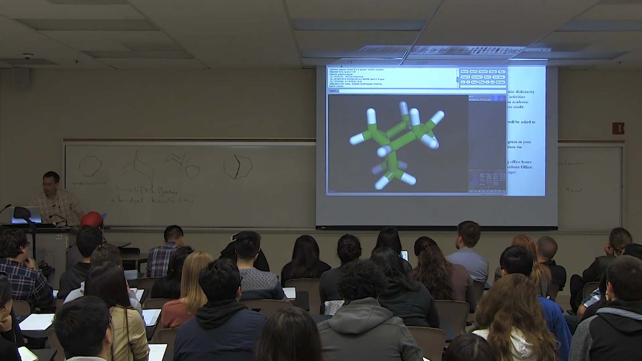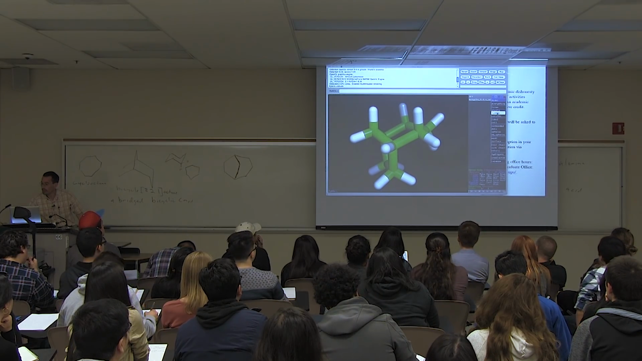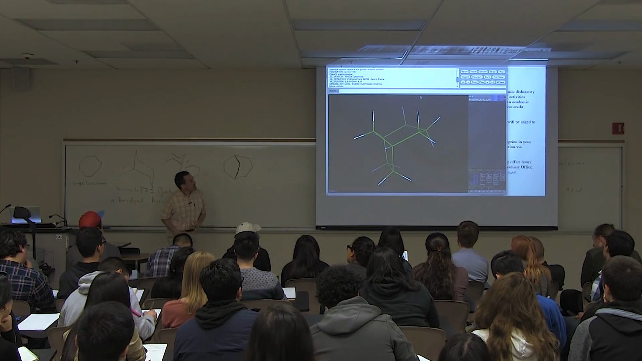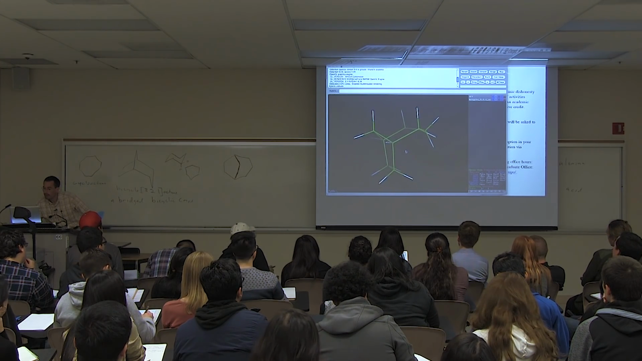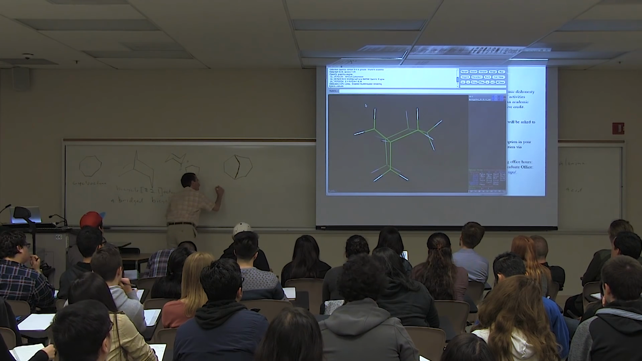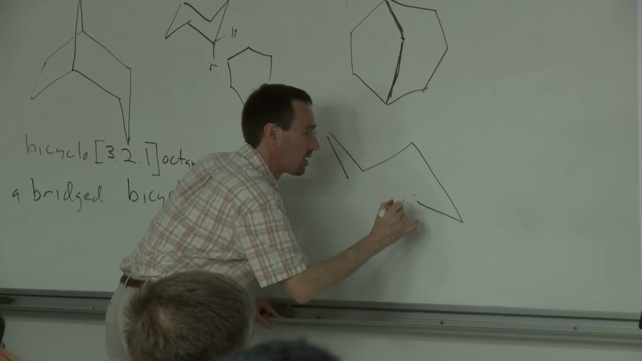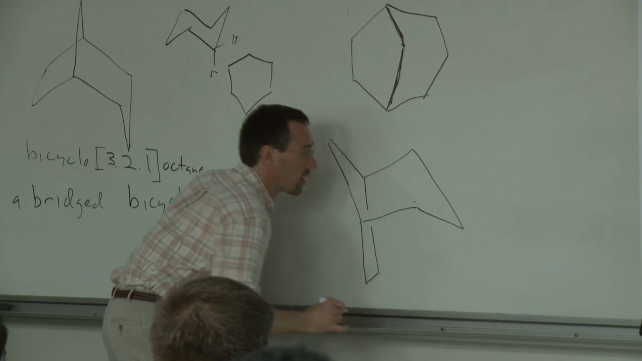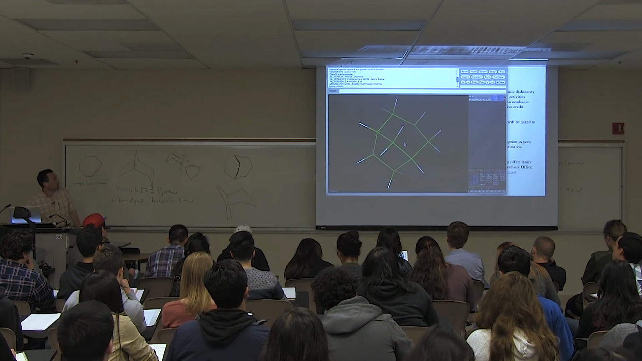Now, the other thing that's sort of cool about this is if you look at this from a different perspective, and maybe I'll go to lines here. Okay, if you look at this from a different perspective, you can also realize, let's see if I can get that good for you. There you go. Okay, you should also be able to recognize that essentially what we have is a chair cyclohexane with a 2-carbon bridge across it like so.